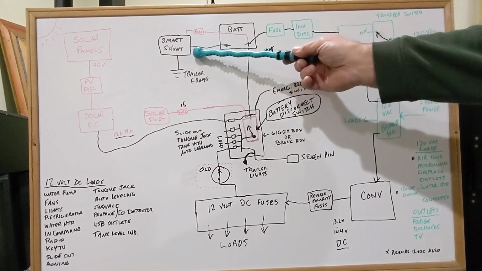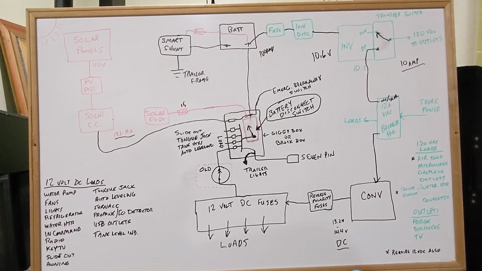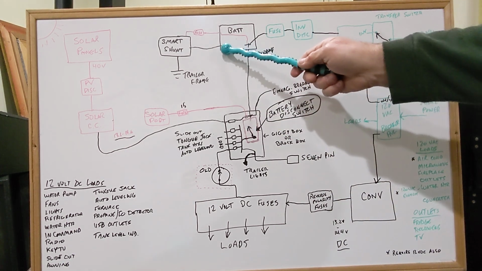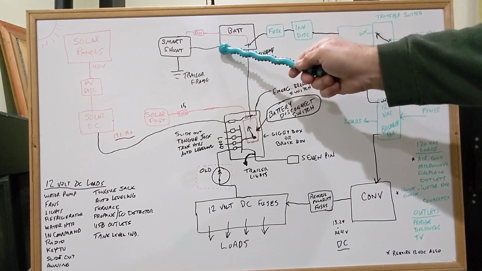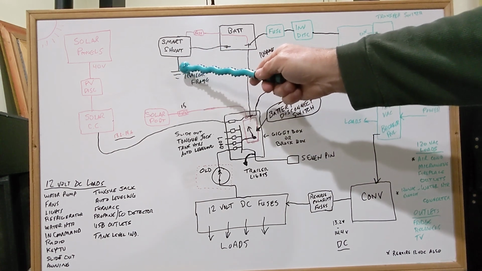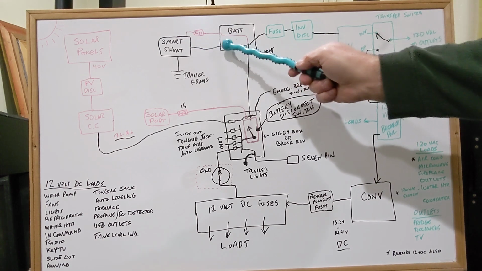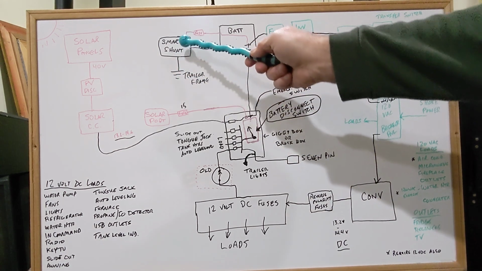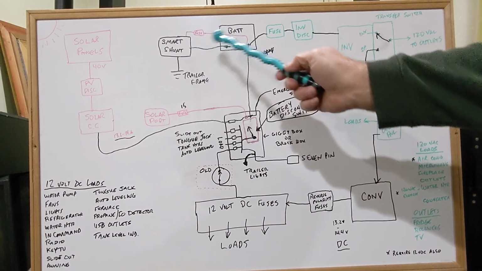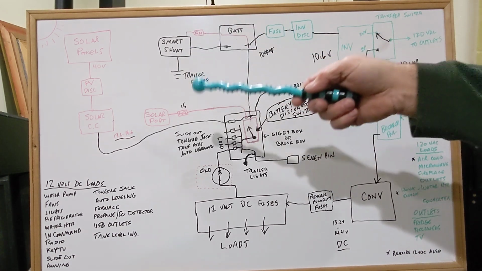Your smart shunt is a battery monitoring device. So its purpose is to provide indication of the state of charge of the battery. It's located in the negative lead from the battery. It goes from the negative terminal of the battery to the trailer frame. Without a smart shunt, that's just a piece of wire, so they stuck this smart shunt in that line. And what it does is it sees everything coming into and going out of the battery.